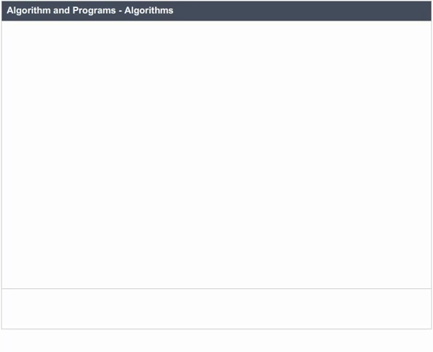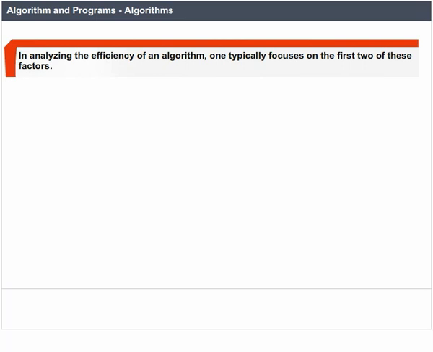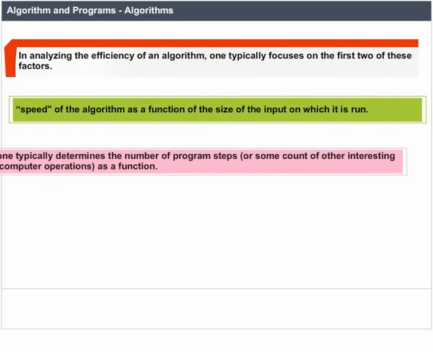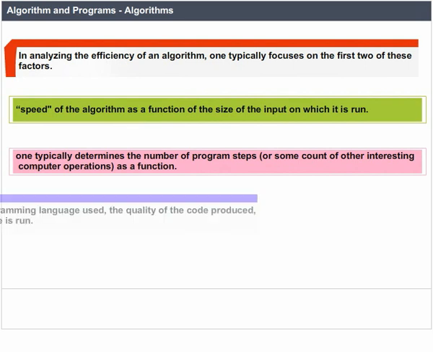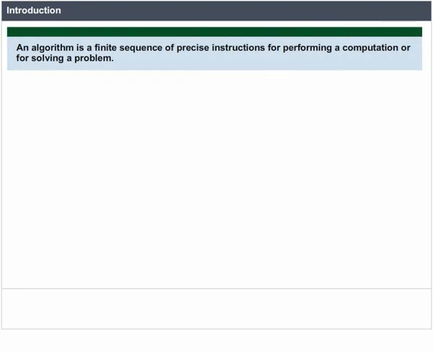Algorithms and programs. Algorithms. In analyzing the efficiency of an algorithm, one typically focuses on the first two of these factors: speed of the algorithm as a function of the size of the input on which it is run. One typically determines the number of program steps or some count of other interesting computer operations as a function of input size. Actual time will depend on the programming language used, the quality of the code produced, and the machine on which the code is run. An algorithm is a finite sequence of precise instructions for performing a computation or for solving a problem.